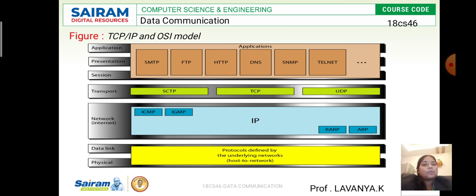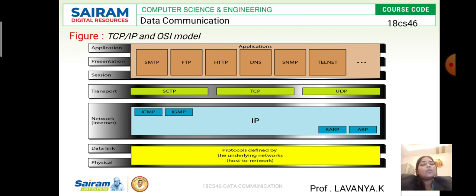Then what about the transport layer? The transport layer uses the UDP and TCP protocols, that is user datagram protocol and transmission control protocol. These are the connectionless and connection-oriented protocols used to make the transactions from one end to the other. Then what about the network layer?